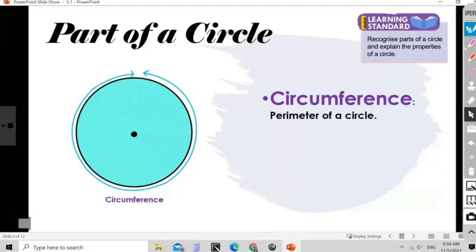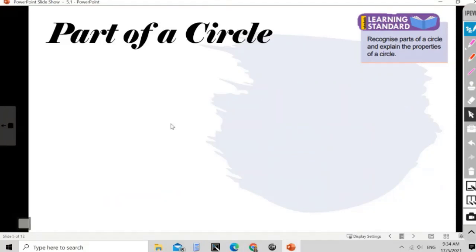Okay, so this is the perimeter. Perimeter in BM is "perimeter" as well. The length around the area, the circumference around the circle, we call it perimeter. So the perimeter of a circle. There are 1, 2, 3, 4, 5, 6, 7, 8 parts of a circle. You can refer to your textbook on page 77.